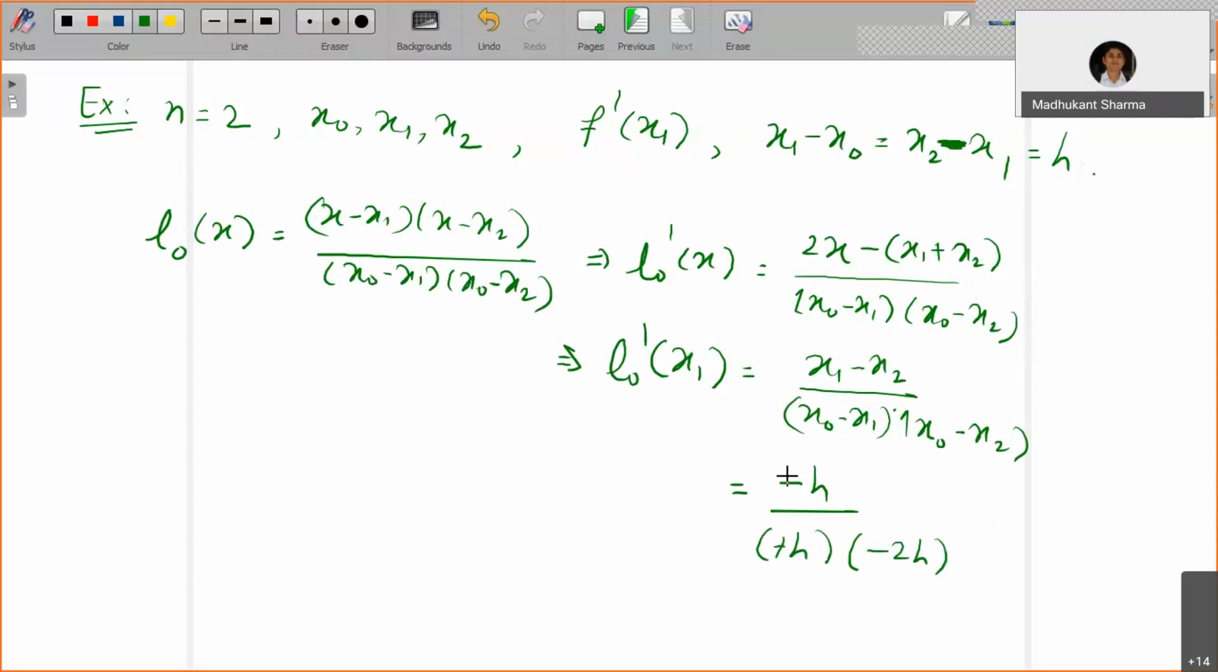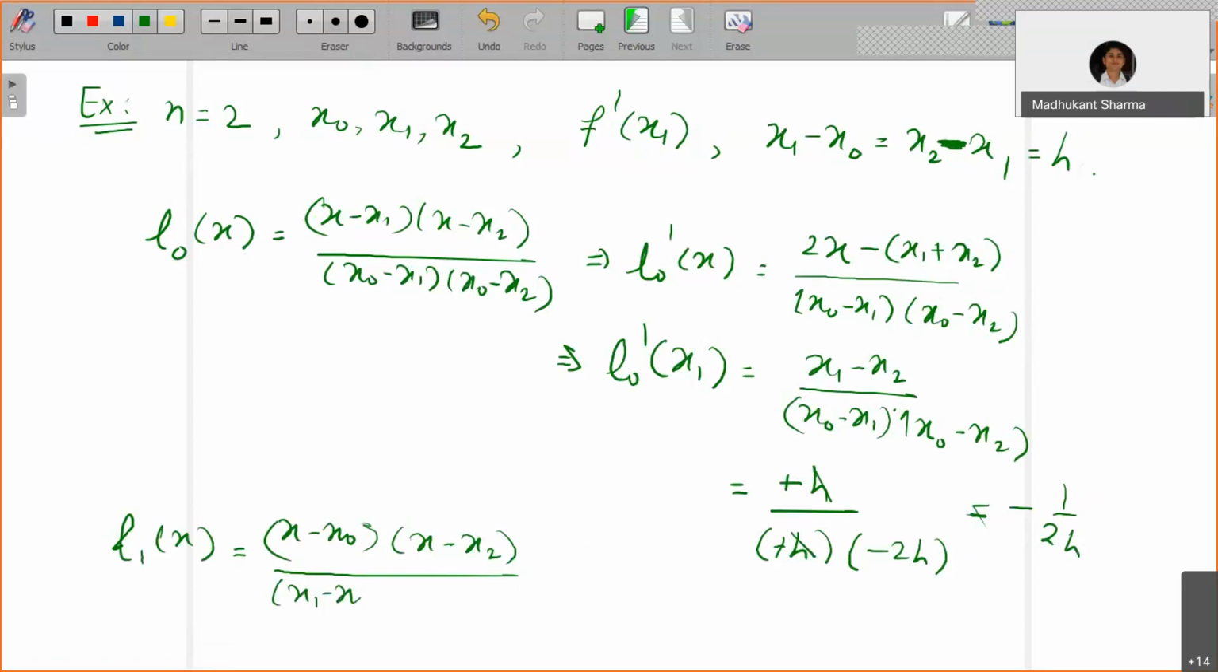Okay, so this minus will get cancelled, 1h will get cancelled, so what you will get is minus 1 by 2h. That is L0 dash at x1. So similarly for other as well. Okay, so now if I go with L1 of x, it is x minus x0 into x minus x2 divided by x1 minus x0 times x1 minus x2. Now this will imply L1 dash of x is equal to 2x minus x0 plus x2.